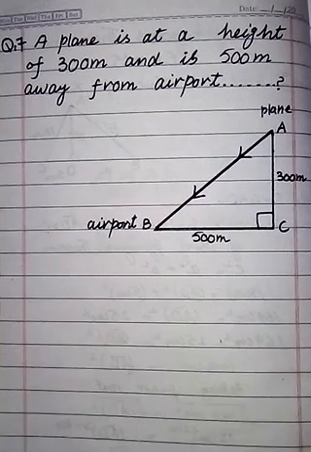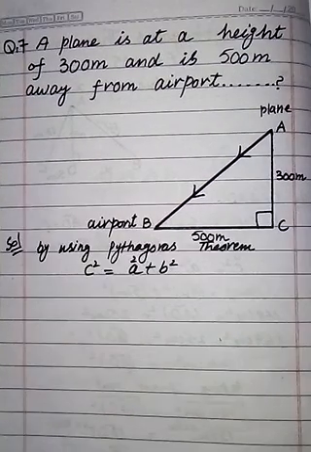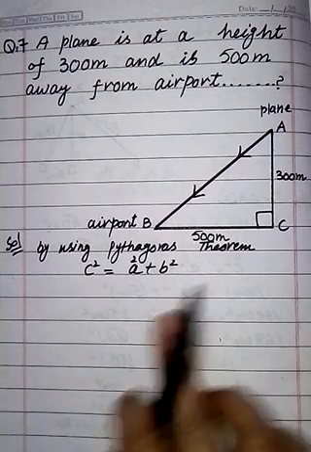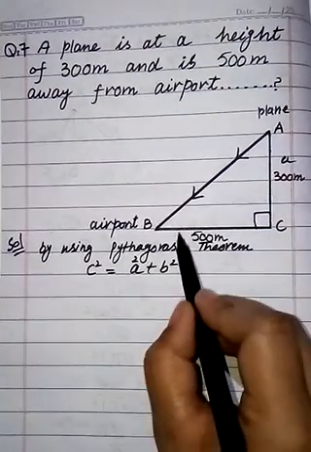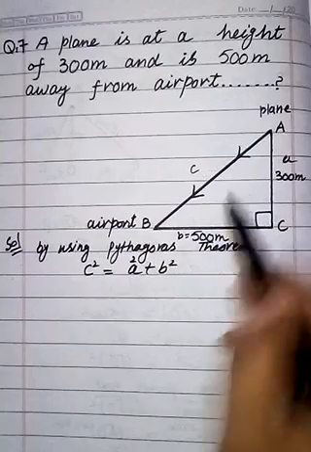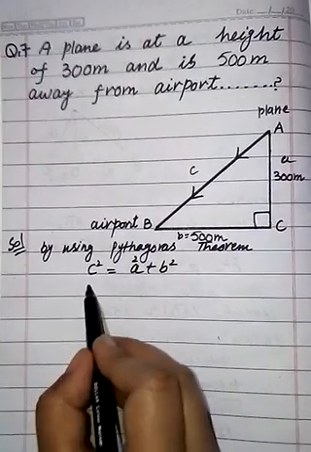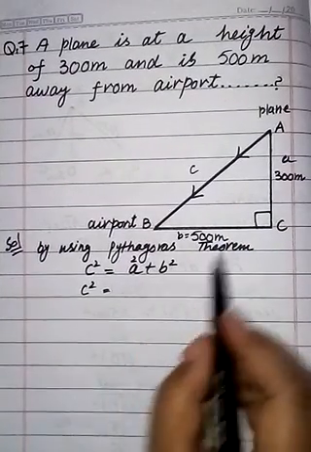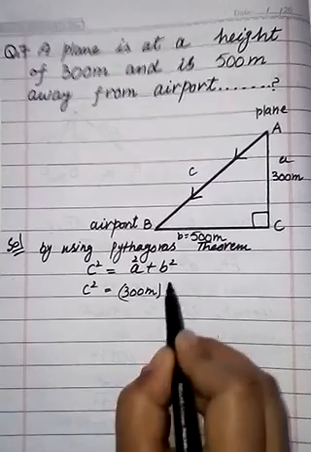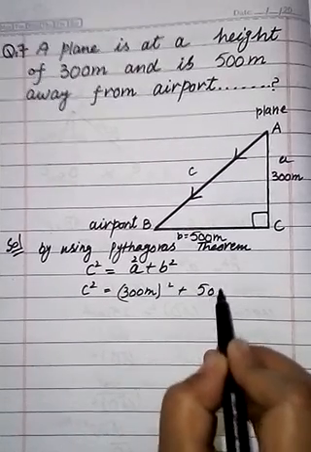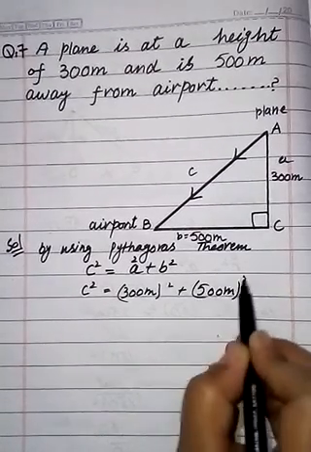Now you have to use Pythagoras theorem here: C square equals A square plus B square. A is 300 meter, B is 500 meter, and C you have to find out. So write the value of C as it is. Now A is 300 meter whole square, and the base is 500 meter whole square.